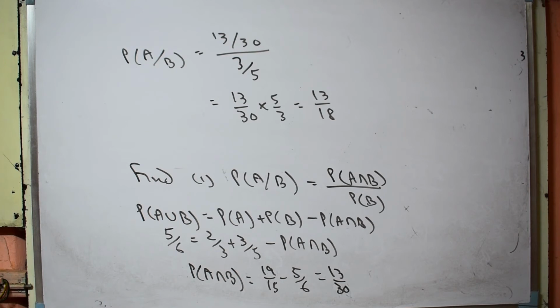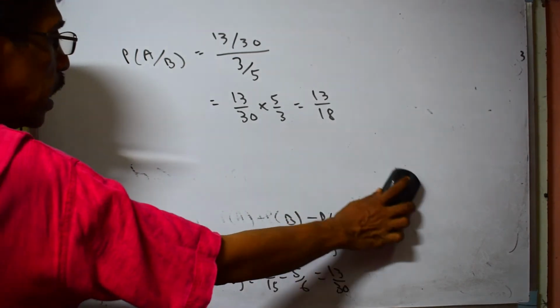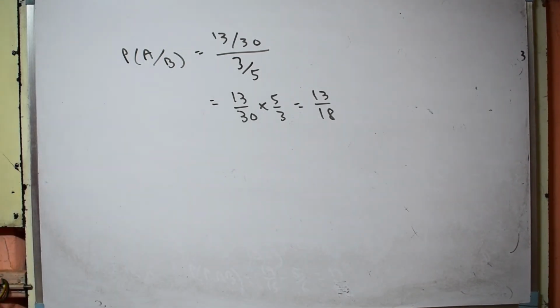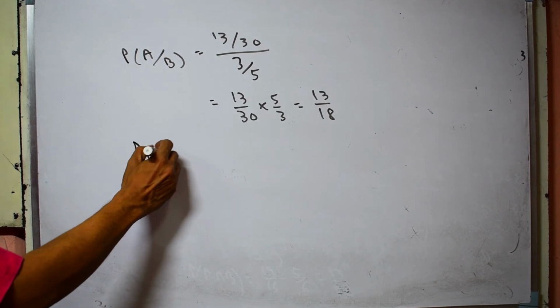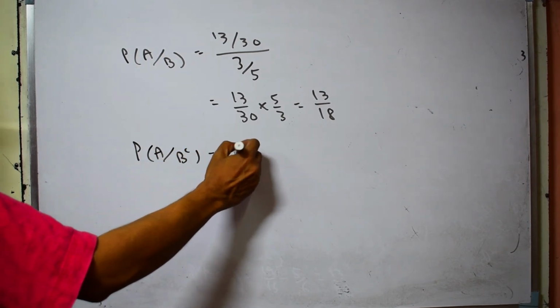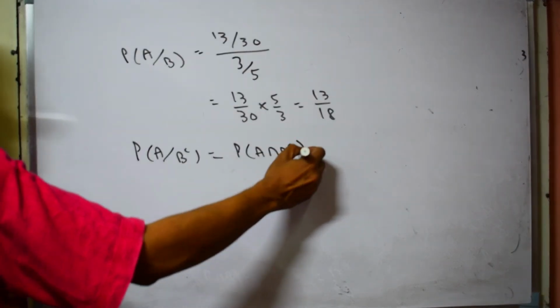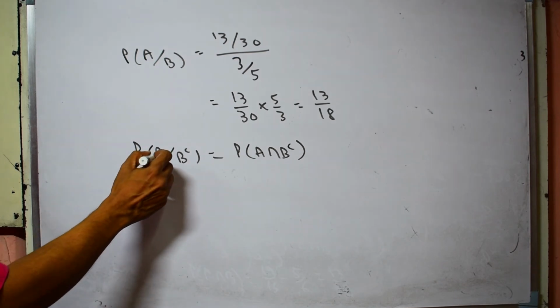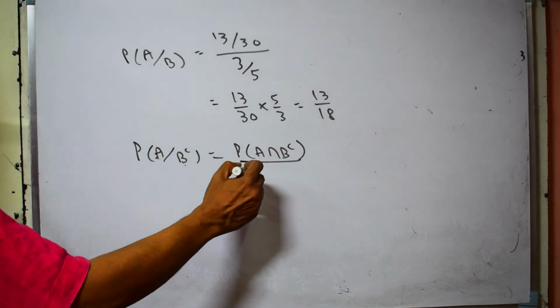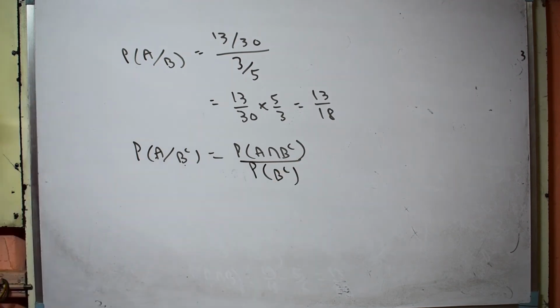Now the next question is P(A by B complement), another one we have discussed. The second question was the probability of A by B complement. So what will you have? A intersection B complement. Why? Because A given B complement is A intersection B complement, and the denominator will be B complement.